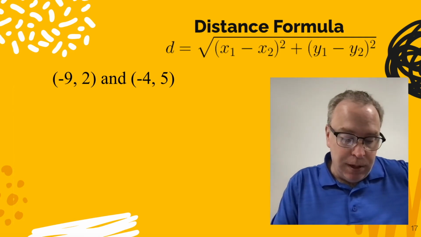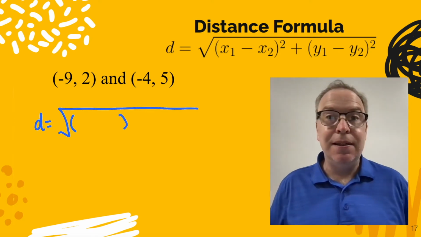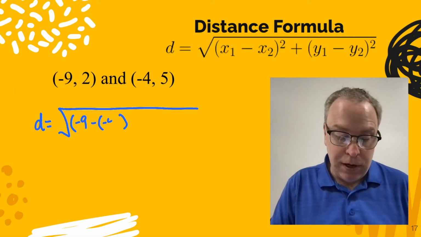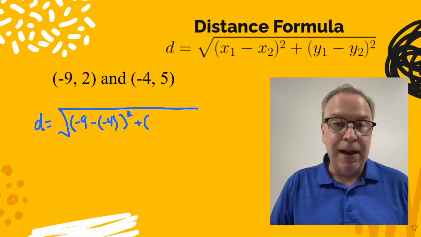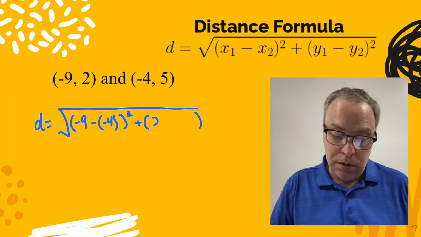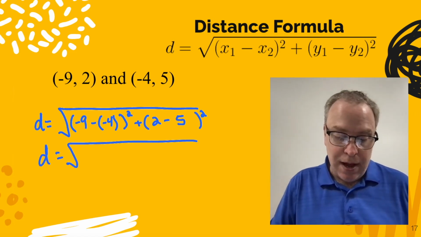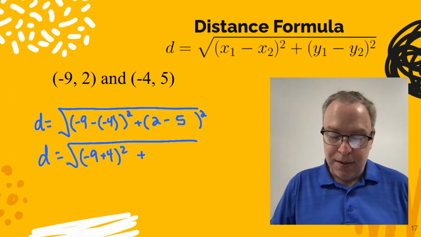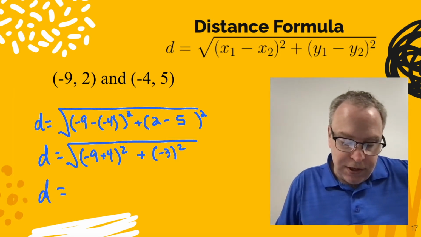All right, the distance formula is a giant square root, right? And we're going to subtract the x's. So we have -9 minus -4. We're going to have to be really careful there. And then we're going to have to square that. Plus, and on the second part, we have 2 minus 5. And we're going to square that also. Okay, so the distance formula is the giant square root of -9 plus 4 squared plus, and then this is going to be -3 squared, which of course is 9. So let's pause for a second.